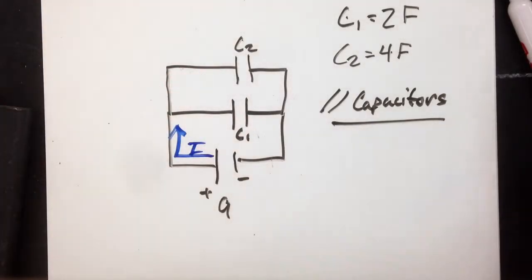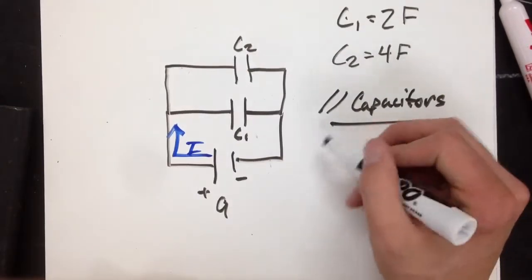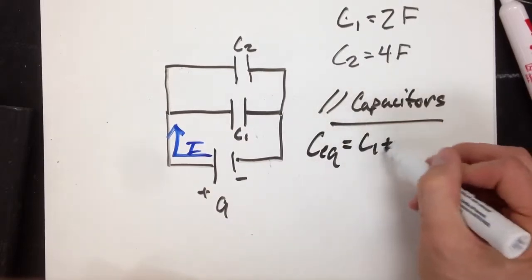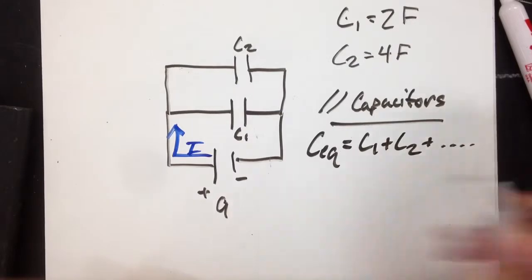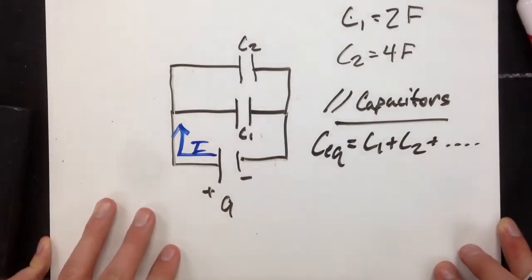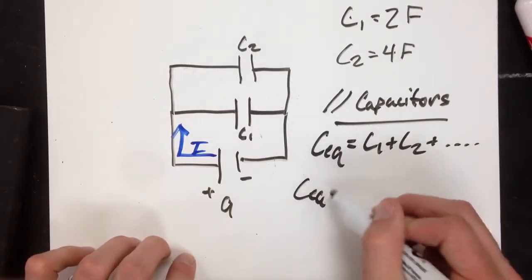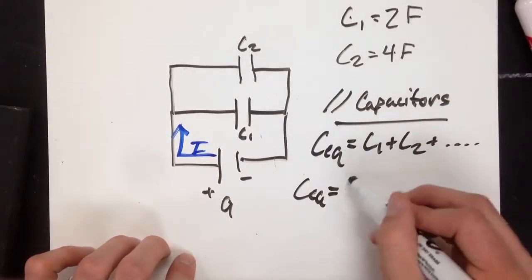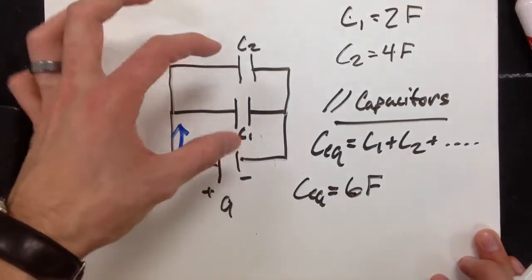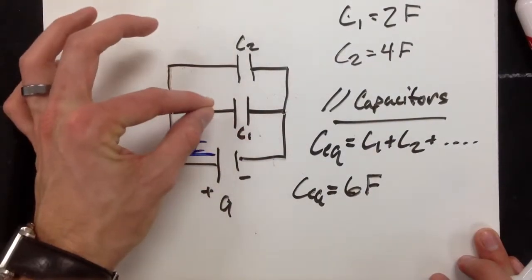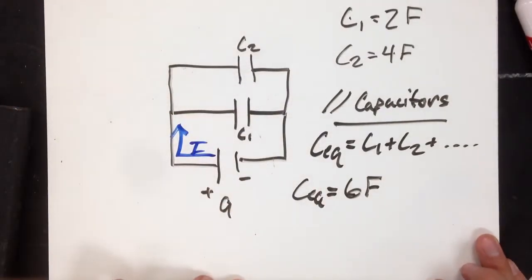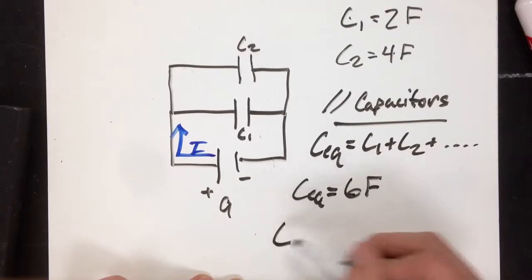So for parallel capacitors, this is super easy. To get your equivalent capacitance, all you do is add the 2 capacitors together, or however many capacitors you have in the circuit. So for here, my equivalent capacitance is just going to be 2 plus 4, which would be 6 farads. So when I do this, I basically make this one capacitor. Now I can use that equivalent capacitance.